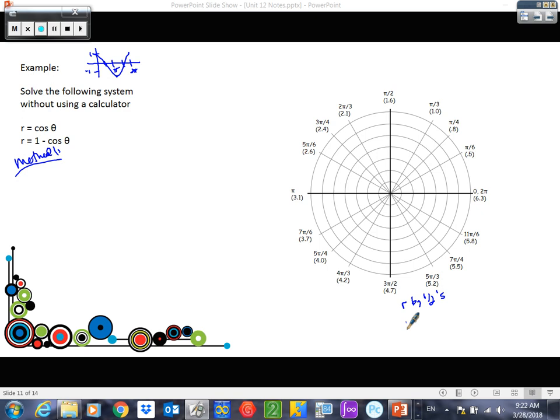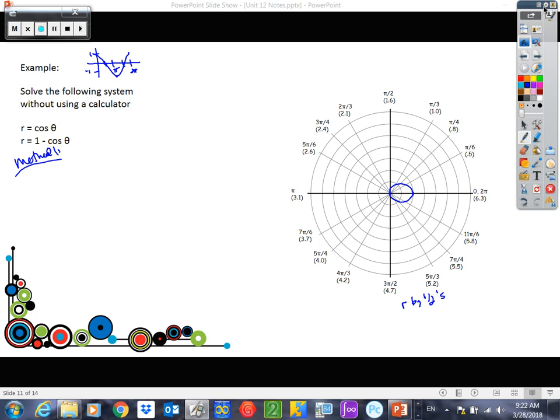So I'm supposed to start at a 1. On my scale, this is actually a 1. At 0, it's 1. Then at pi over 2, I'm at 0. Then at pi, I'm at a -1, so that takes me back around here. So that's my first graph. That's cosine. So now let's graph 1 minus cosine.